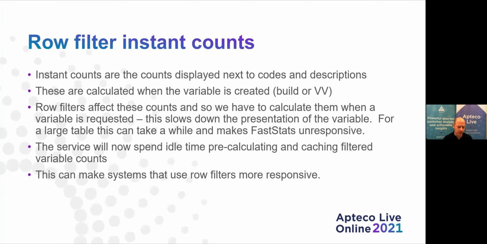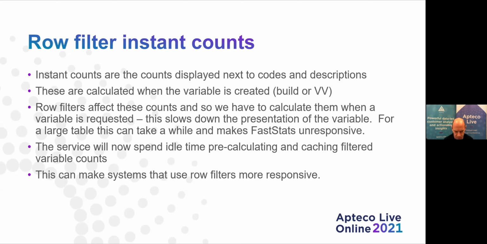Now, as we're using or encouraging the use of row filters a bit more, we've gone back and taken a look at some of the performance implications of using row filters. One of the issues with row filters is that if you've got a user or a group of users with a row filter applied, when they drag a variable out to use it in FastStats, they get the list of codes and descriptions straight away, but they don't get the list of instant counts. That's because we've got to go and calculate those instant counts because the row filter affects them. This slows down the presentation of the variable in FastStats, and for a large table, it might take a minute or so to get those instant counts.